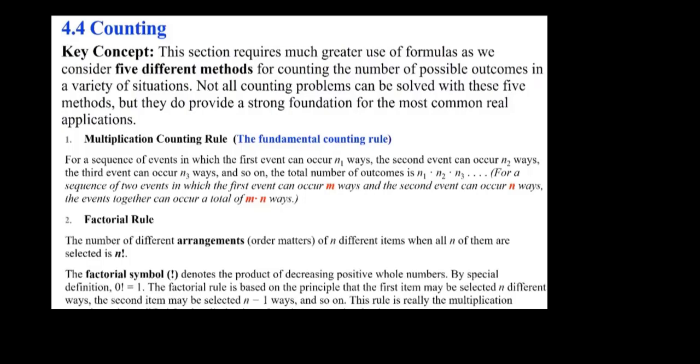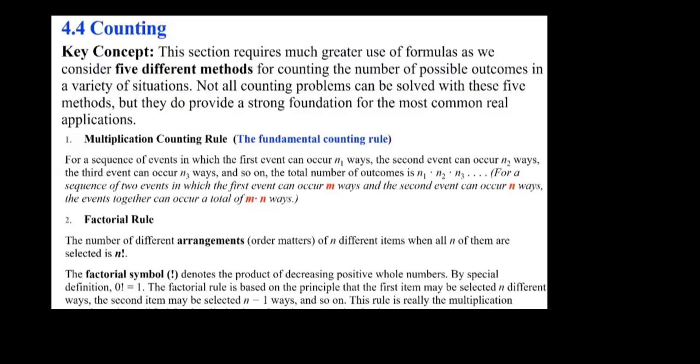Factorial rule. The number of different arrangements (order matters) of n different items when all n of them are selected is n factorial. The factorial symbol denotes the product of decreasing positive whole numbers. By special definition, 0 factorial is equal to 1. The factorial rule is based on the principle that the first item may be selected n different ways, the second item may be selected n minus 1 ways, and so on. This rule is really the multiplication counting rule modified for the elimination of one item on each selection. So that's the synopsis of what's coming up.